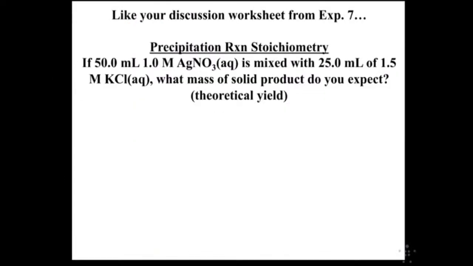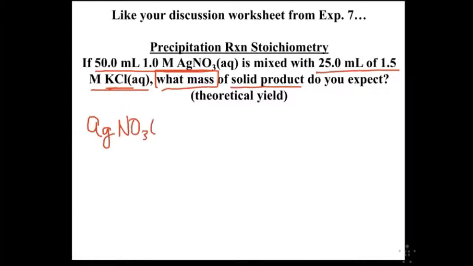So now if I know that I've got silver chloride, that's my solid product, I can do stoichiometry. If I've got 50 mL of 1 molar silver nitrate mixed with 25 mL of 1.5 molar KCl, what mass of solid product would I expect? Again, if you were to see a problem like this, I may not even give you the formulas. I might just say silver nitrate, potassium chloride.